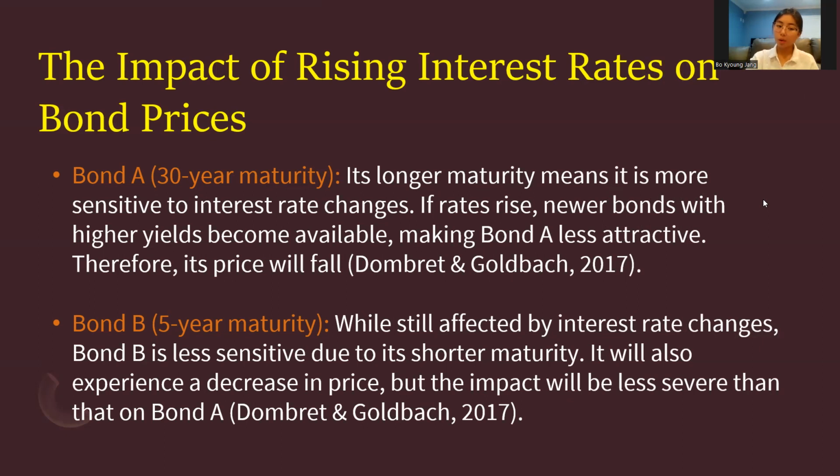But then, bond B, which has a 5-year maturity, while still affected by interest rate changes, is less sensitive due to its shorter maturity. It will also experience a decrease in price, but the impact will be less severe than that on bond A.